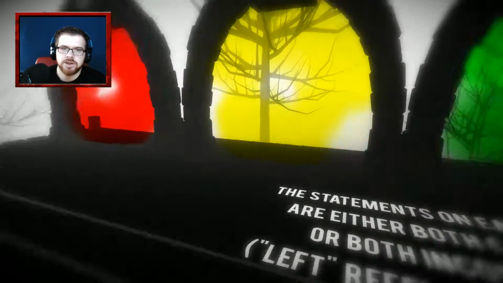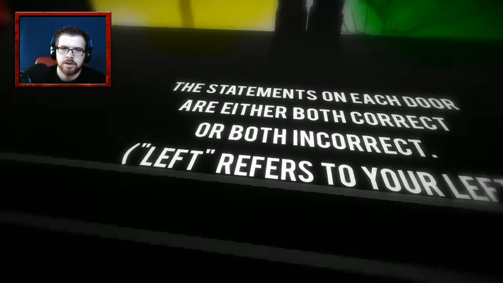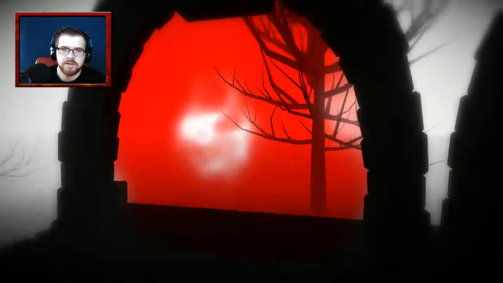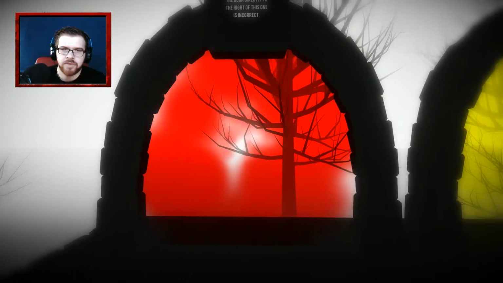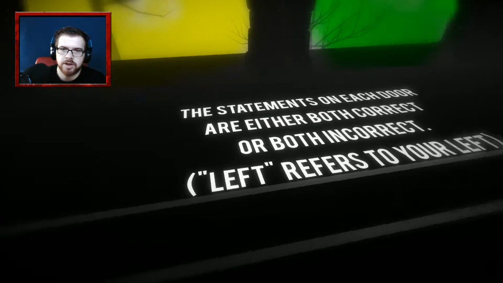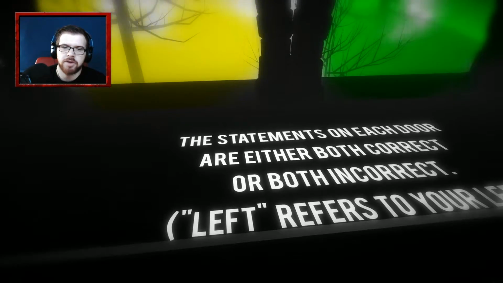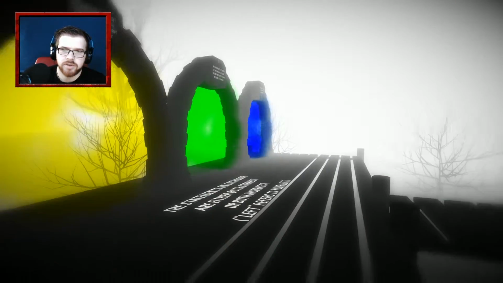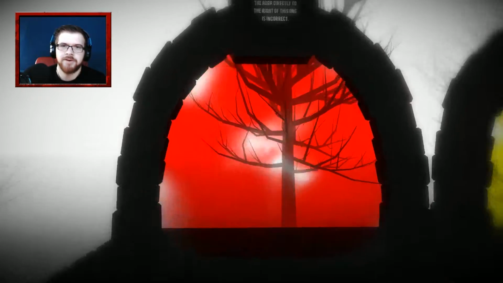Okay, right, so let's assume... How many lead to bacon? Do any lead... Yeah, so one must lead to bacon. So let's assume the statements on each door are either both correct or both incorrect. Yeah. So we're looking for the correct door, I'm assuming.